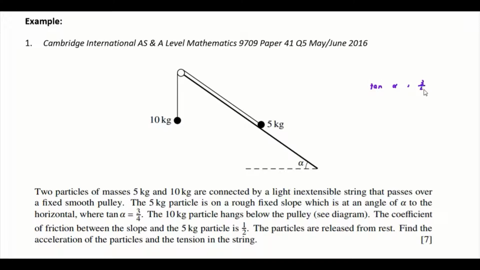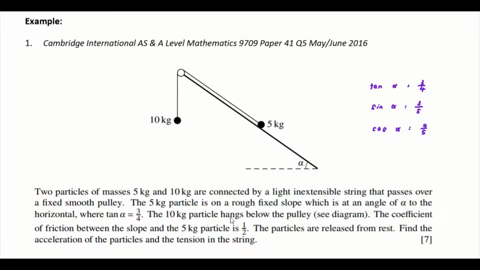So we know that tangent is opposite over adjacent. By looking at 3, 4, you should know the hypotenuse is 5. After that, we also know that sine alpha is going to be opposite over hypotenuse, so that's 3 over 5. Then we have cos alpha, which is going to be 4 over 5. You should be pretty familiar with this already.